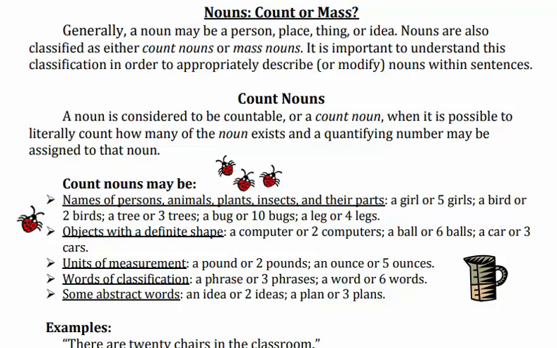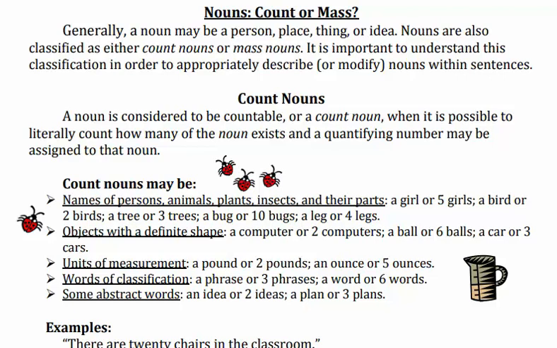Okay, right? Count nouns may be the names of a person, animals, plants, insects, and their parts. For example, a girl or 5 girls. It is countable. A bird or 2 birds. A tree or 3 trees. A bug and 10 bugs. A leg or 4 legs. So these are the names of persons, plants, insects, and their parts.